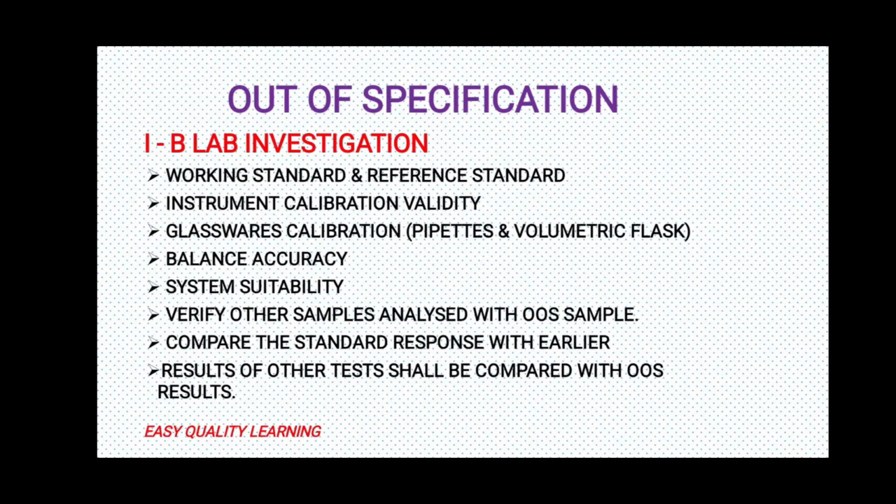Instrument calibration validity needs to be verified. Glassware calibrations, such as pipette and volumetric flask, need to be verified. We need to check whether all the glassware which we have used is calibrated or not. Then balance accuracy needs to be checked, that our balance was calibrated or in calibration range or not.